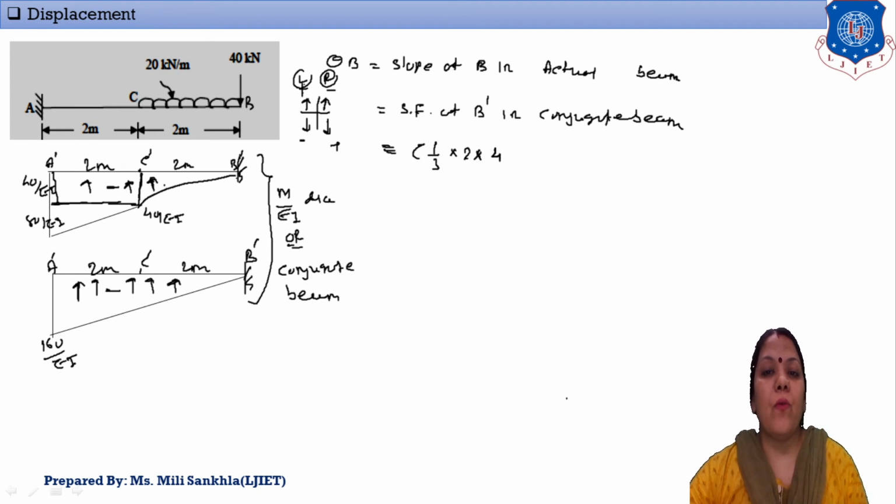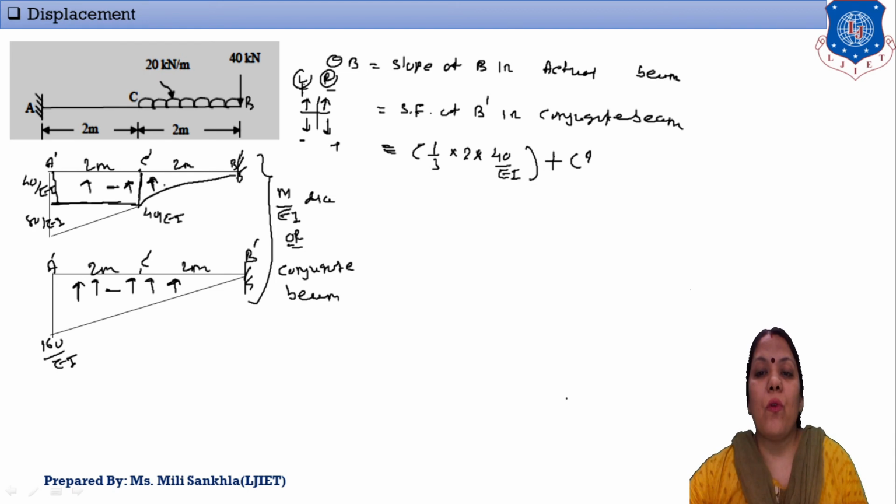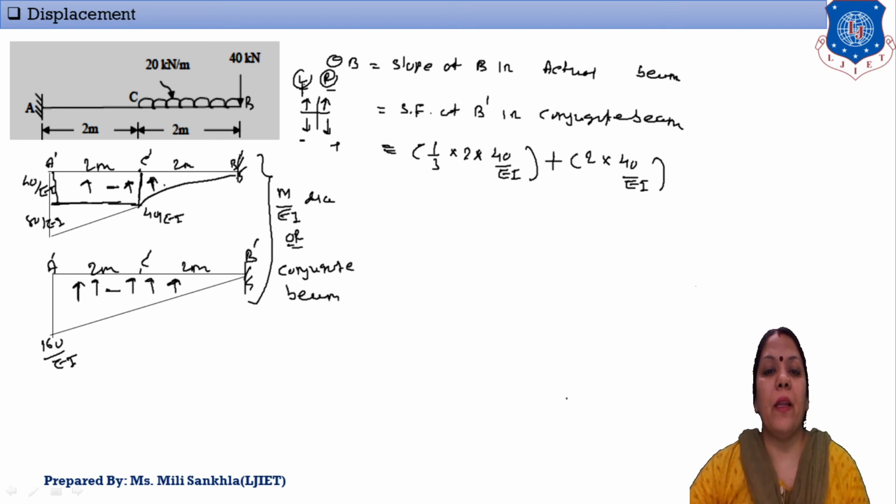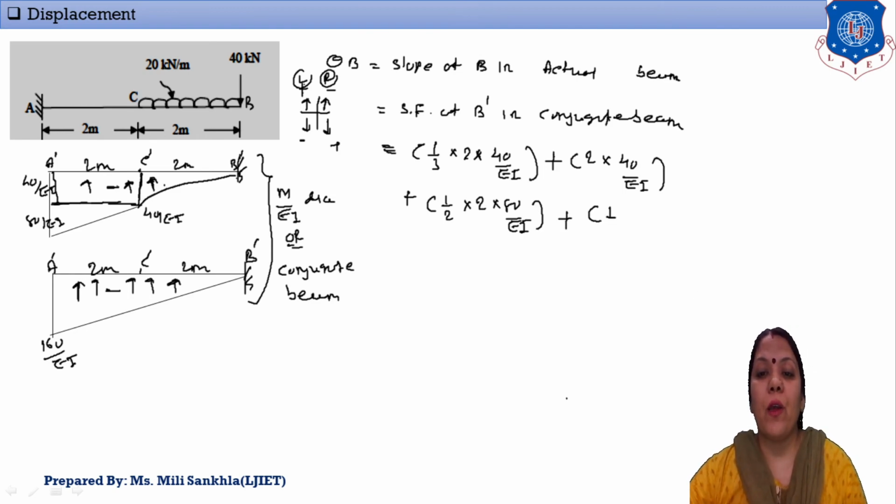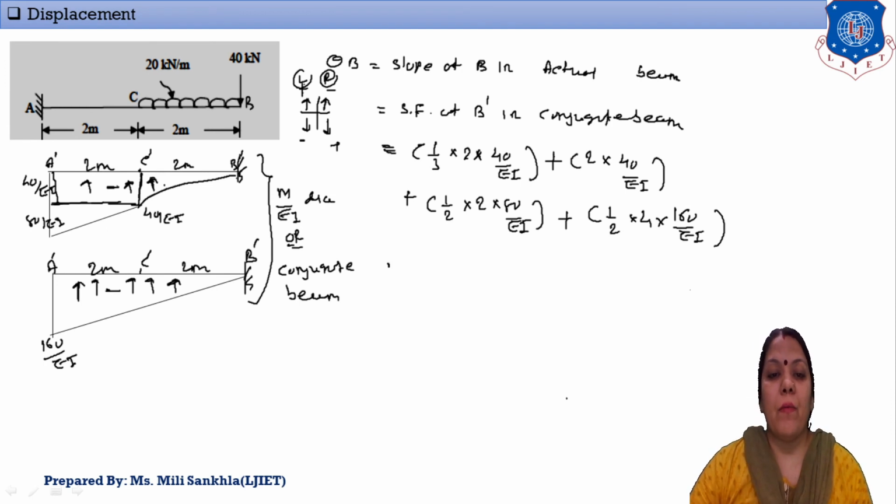Now the first area is this inward parabola, 1/3 into distance 2 meter, and height is given 40 by EI. The second area is our rectangle, plus 2 into height is given 40 by EI. Then again this triangle, 1/2 into 2 into height 80 by EI, and our last area, this triangle due to the point load, 1/2 into distance 4 into 160 by EI.